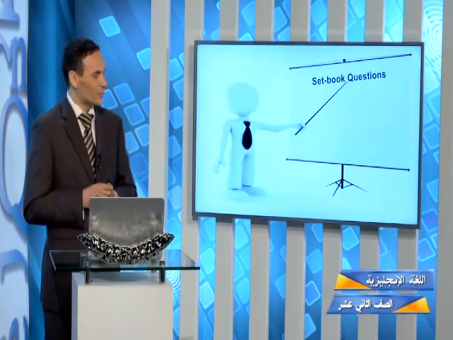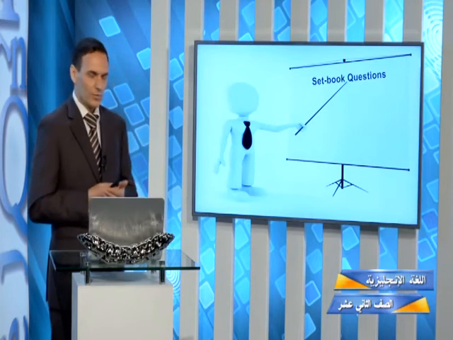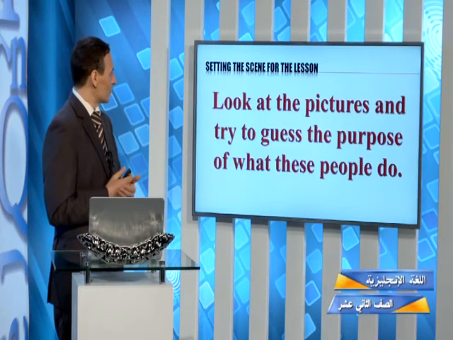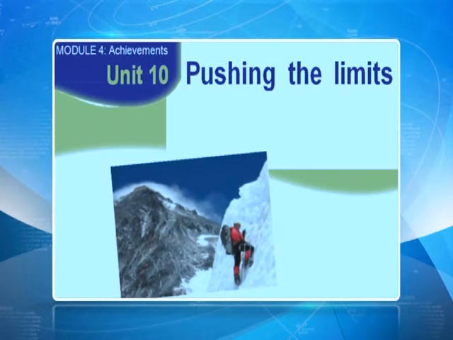Okay, now let's move to the second part of this episode, which is about set book questions from Module 4, Unit 10. Okay, now first of all, I would like you to look at the pictures and try to guess the purpose of what these people are doing. Okay, I'll give you a few seconds to have a look at all of them. Right? So you might have come to the conclusion that these people are trying to push the limits. They are trying to live on the edge, and they are trying to set new world records.